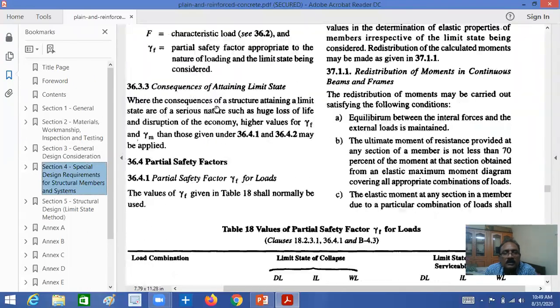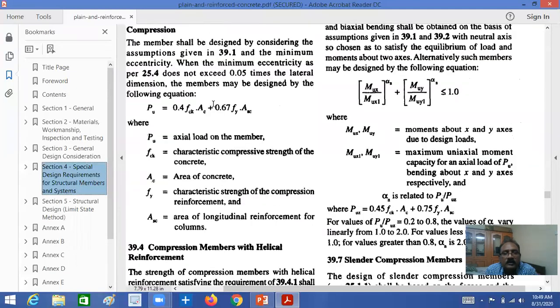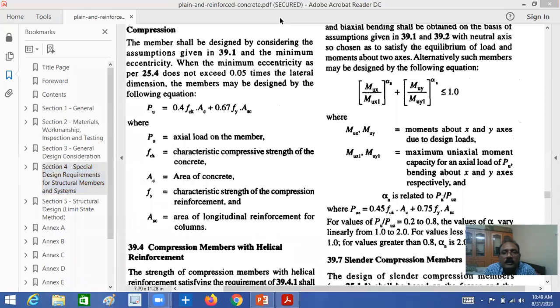Because this formula is here, we'll see, that is what I told. This is Pu equal to, what is that I have given, explain where Pu is given here. See, this formula is very important. P is the actual load on the member: 0.46 fck Ac and 0.75 fy Asc. You must always remember this formula; it is very important. You will get it in competitive examinations also.